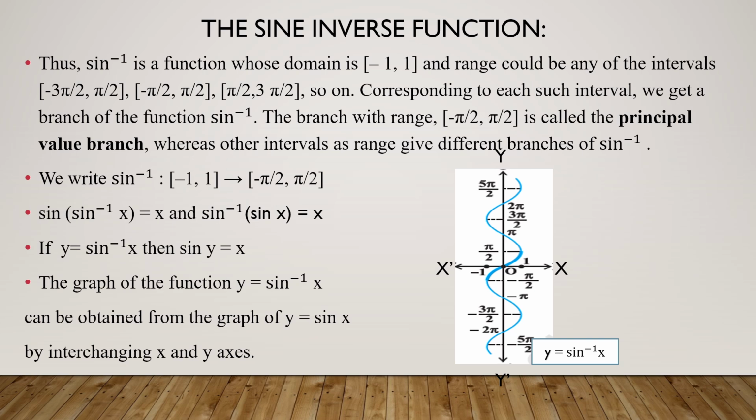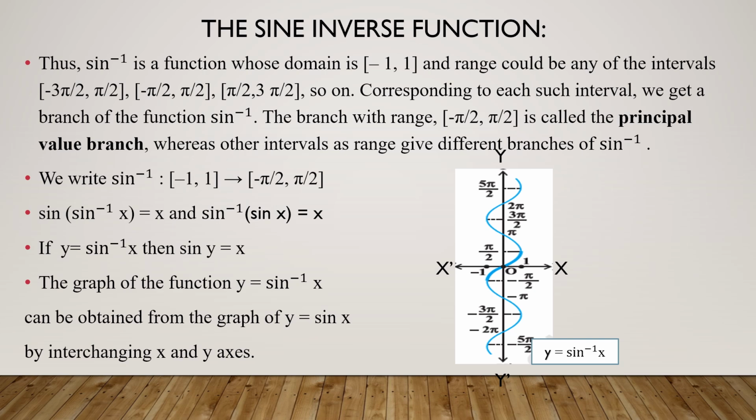For example, the branch with the range minus pi by 2 to pi by 2 is called the principal value branch, whereas other intervals as range give the different branches of sine inverse. The main branch, the principal value branch, will be minus pi by 2 to pi by 2. So as a function, sine inverse will be a function from minus 1 to 1 to the interval, say, minus pi by 2 to pi by 2. This is one of the intervals. We can take any of the intervals, but this particular interval will give you the principal value branch.